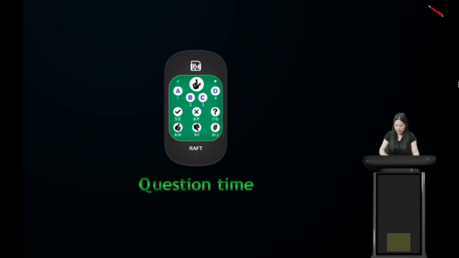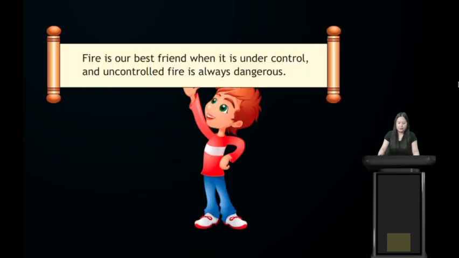Alright students, so let us see. Fire is our best friend when it is under control. It helps us. We use fire for different purposes. We need fire to survive. But when it is uncontrolled, it is very dangerous. So we should never leave fire unattended or uncontrolled.